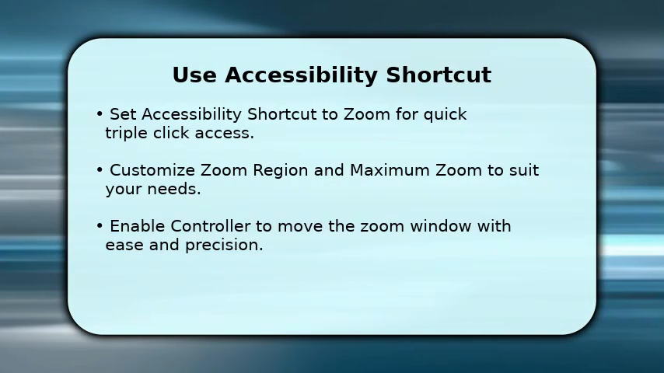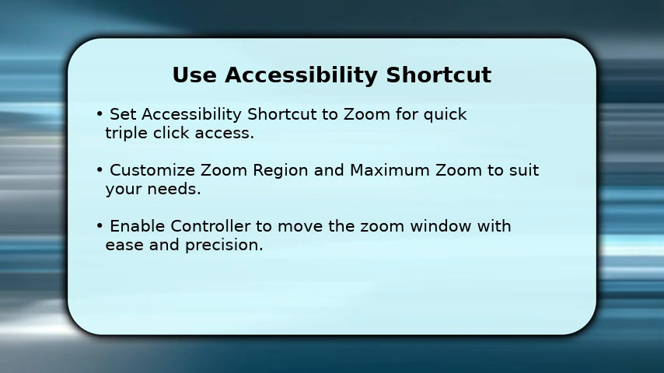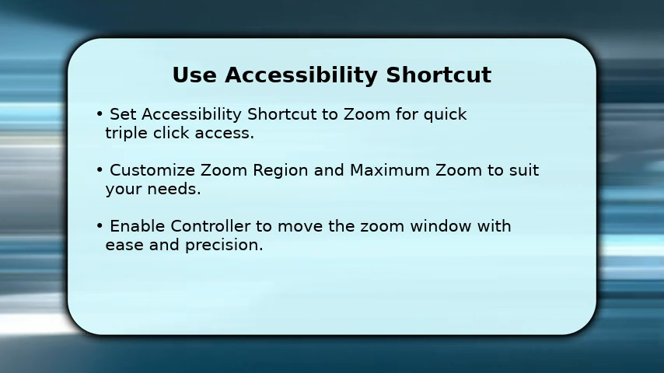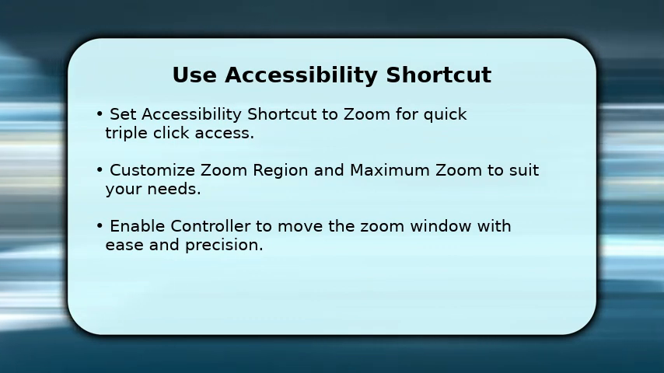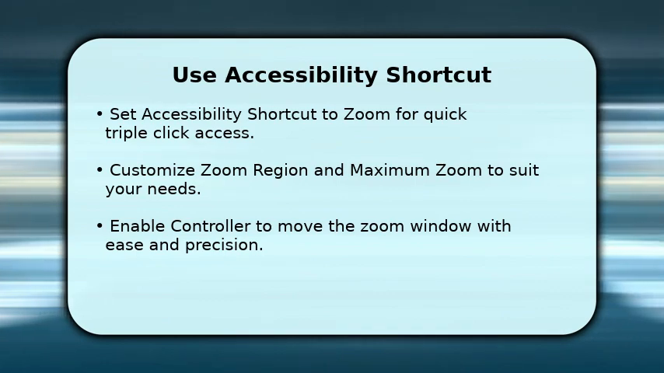If you prefer shortcuts, set the accessibility shortcut to zoom so a triple click of the side or home button toggles zoom instantly. You can tailor the zoom region and maximum magnification level to match your comfort and screen size. The zoom controller lets you drag the magnified area and perform precise taps. These options reduce accidental zooming and speed up correction when your display gets stuck or overscaled.